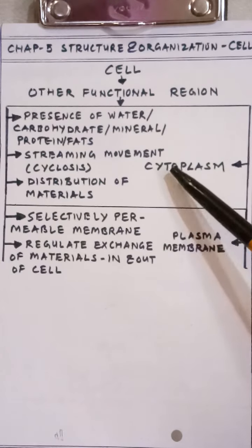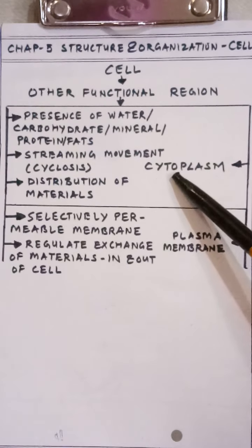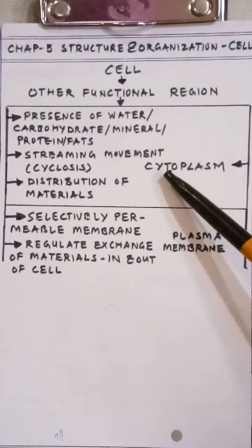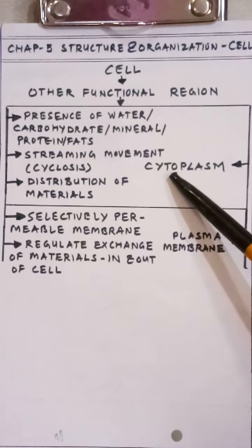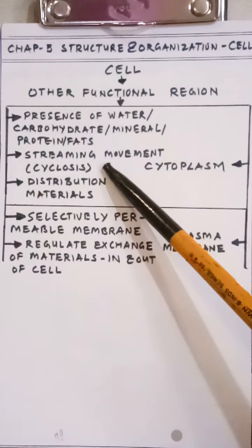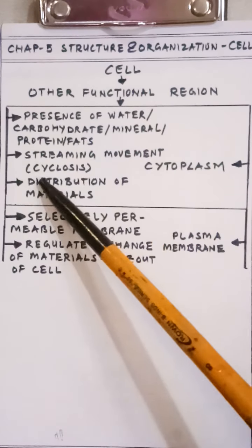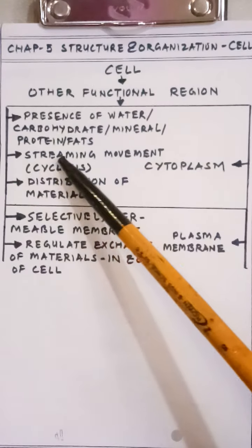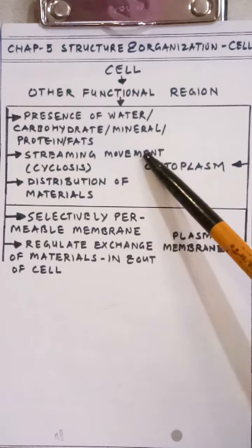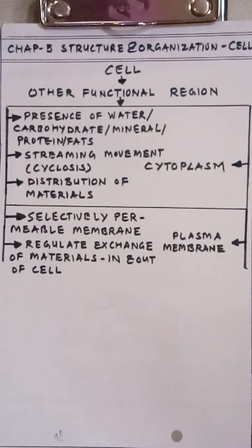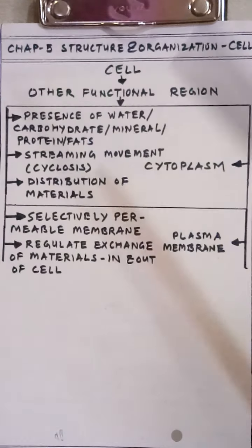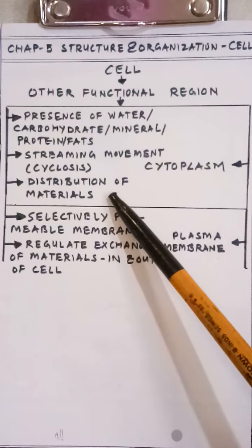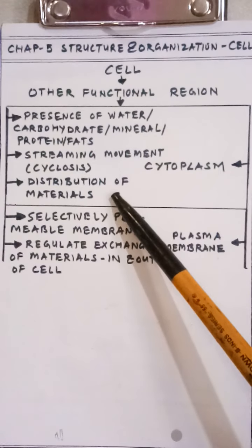And how does the cytoplasm carry out transportation and distribution? Cytoplasm facilitates the distribution to the overall cell components by a specific movement which is called cyclosis. Cyclosis is a streaming movement, meaning movement in a circular direction. It moves circularly inside the cell and distributes materials to the various components inside the cell so that they can get whatever they require for proper functioning, maintaining the structure of the cell and making the survival of the cell successful.